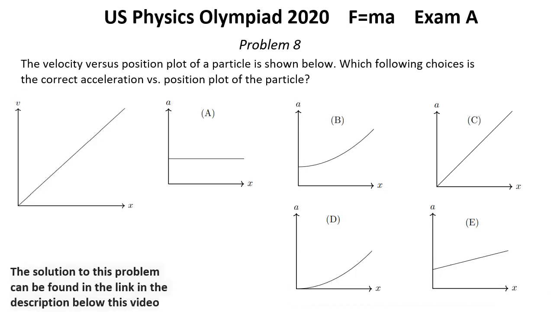Problem number 8. The velocity versus position plot of a particle is shown to the left. Which of the following choices is the correct acceleration versus position plot of the particle?